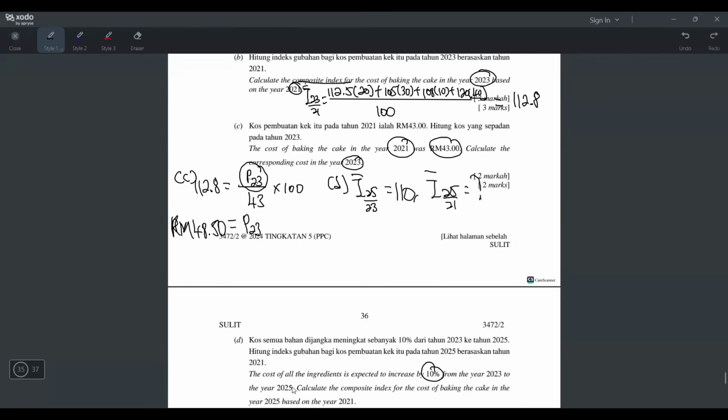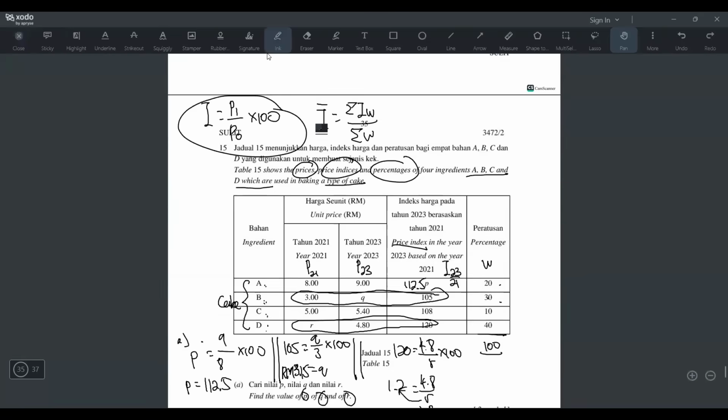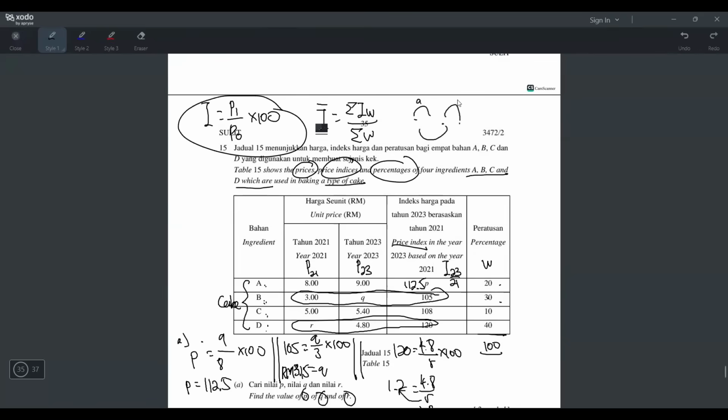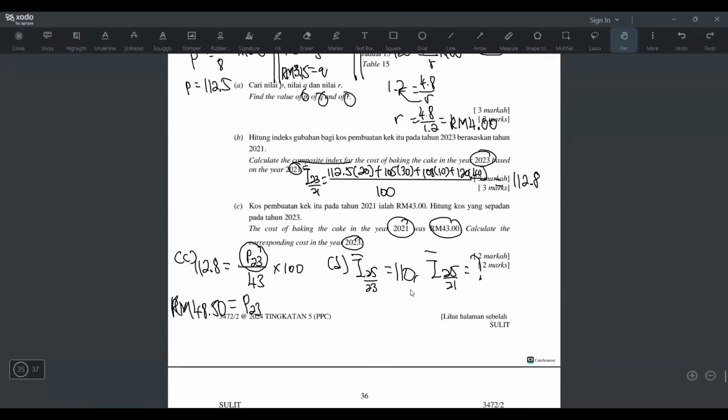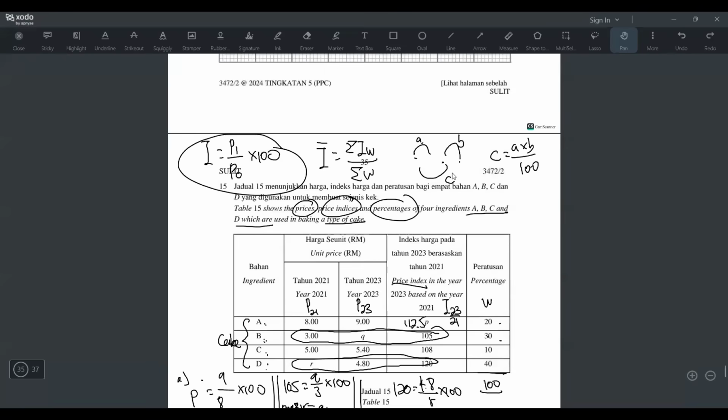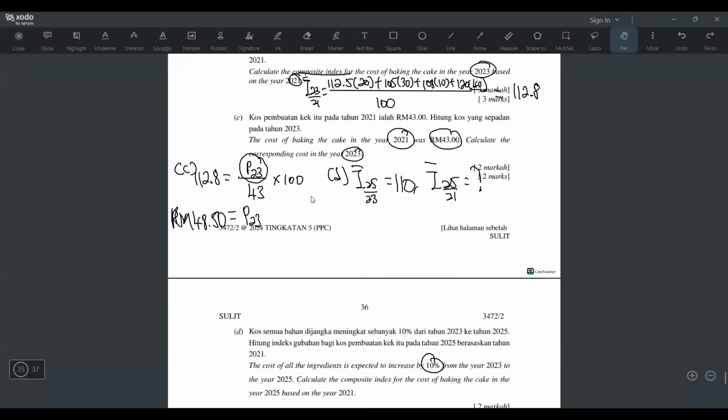You can see that there are 3 different years in one question: 2023, 2025, 2021. So when there are 3 years, we should use the smiley face method to solve it. This one is A, B, C, and the formula looks like this: C equals A times B divided by 100. ABC can represent price index or composite index, depending on what the question wants. For this case, you will use ABC to write the composite index, because you're trying to find the composite index.